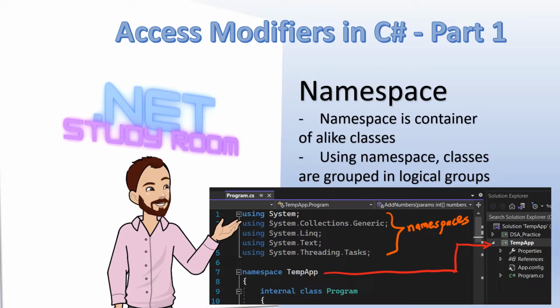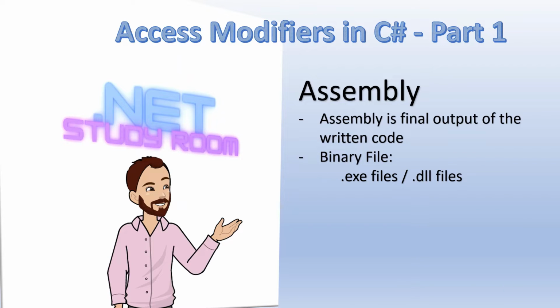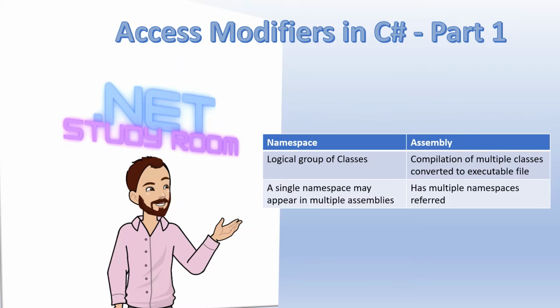Namespace is used to organize the C# code in certain levels, suitable for that application. With namespace, we can organize the classes of our application in logical groups. An assembly is the final output built into a single executable or binary file, typically having extensions like .exe or .dll. An assembly may be comprised of multiple namespaces. Also, a single namespace may be used in multiple assemblies.